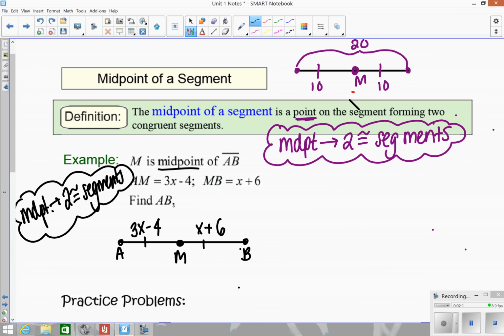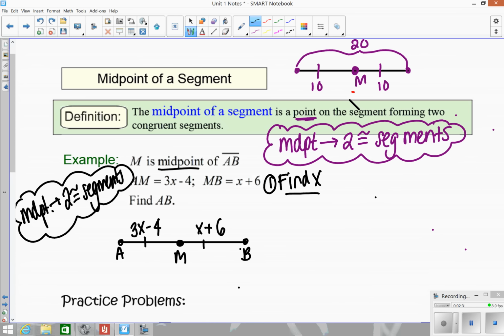If they want me to find the length of AB, they want a number for it. They don't want it in terms of x. You don't want to just combine like terms and tell me that's what AB is. So I have to first solve for x. My first step is going to be to find x. In order to do that, you have to look at what they give you. This time, they're giving me the two parts. The two parts are equal.